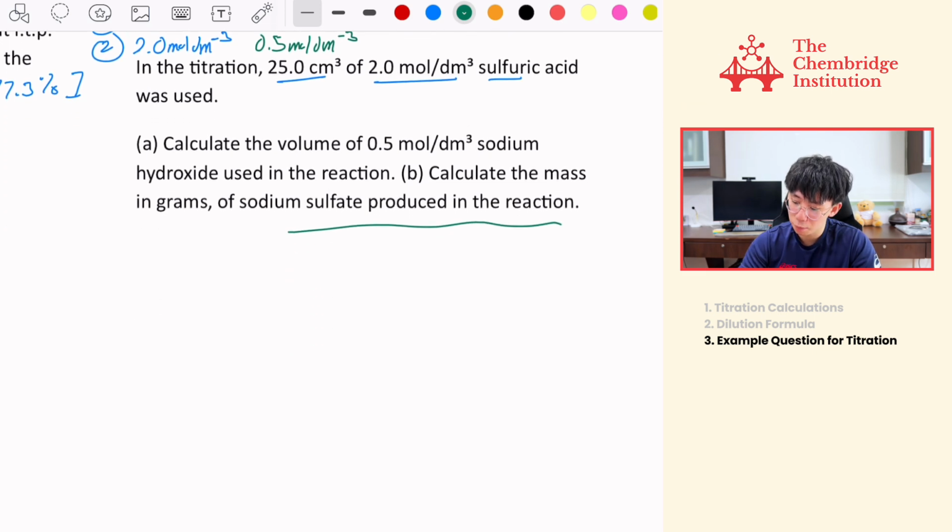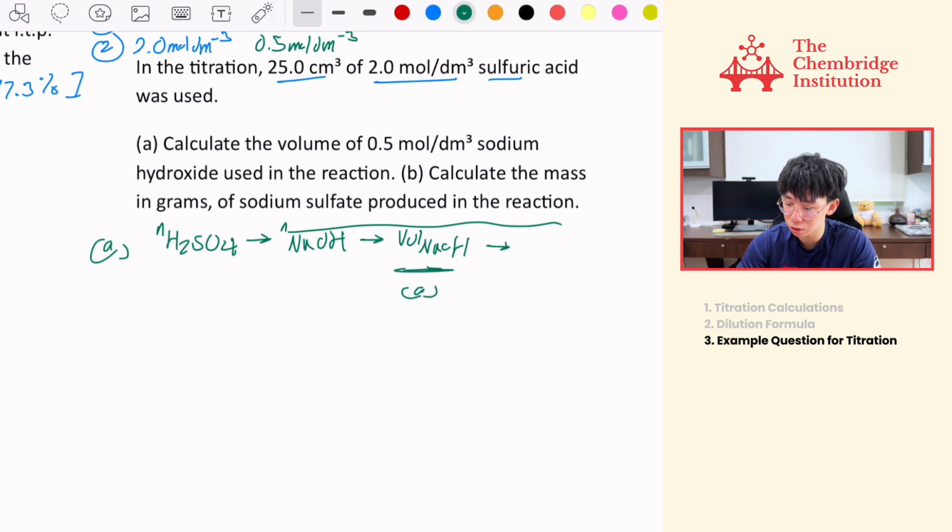For part A, the rough process is as follows. We have information on H2SO4. We want to start with finding the number of moles of H2SO4. Then we can use the mole ratio to find the number of moles of sodium hydroxide, and then we can find the volume of sodium hydroxide. After that, you can find the number of moles of sodium sulfate, and then you can find the mass of sodium sulfate. So again, you can still write a rough thought process over here. Let's start off with this.